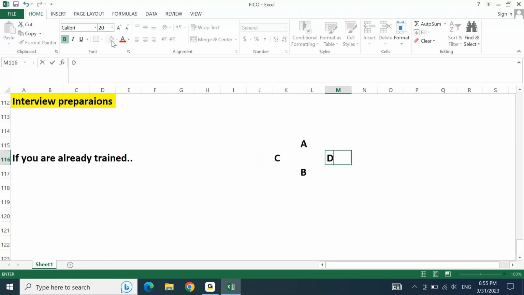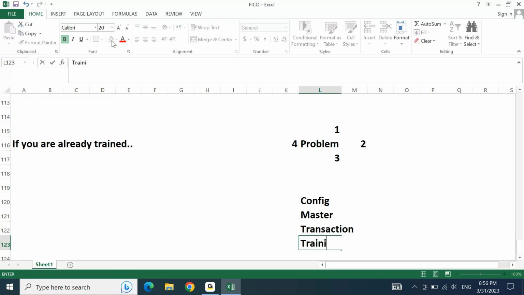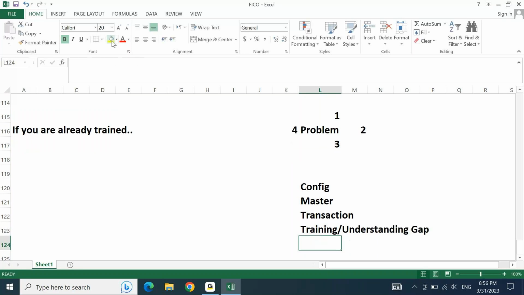If you see, I put 4 here: 1, 2, 3, 4. When you get any problem, any issue, there are only 4 ways of looking at it. It's not that you see every problem from scratch. The possible errors for any problem could be a config related problem, a master related problem, a transaction related problem. If not, there is a training or understanding gap. Otherwise, there is something called a process change.